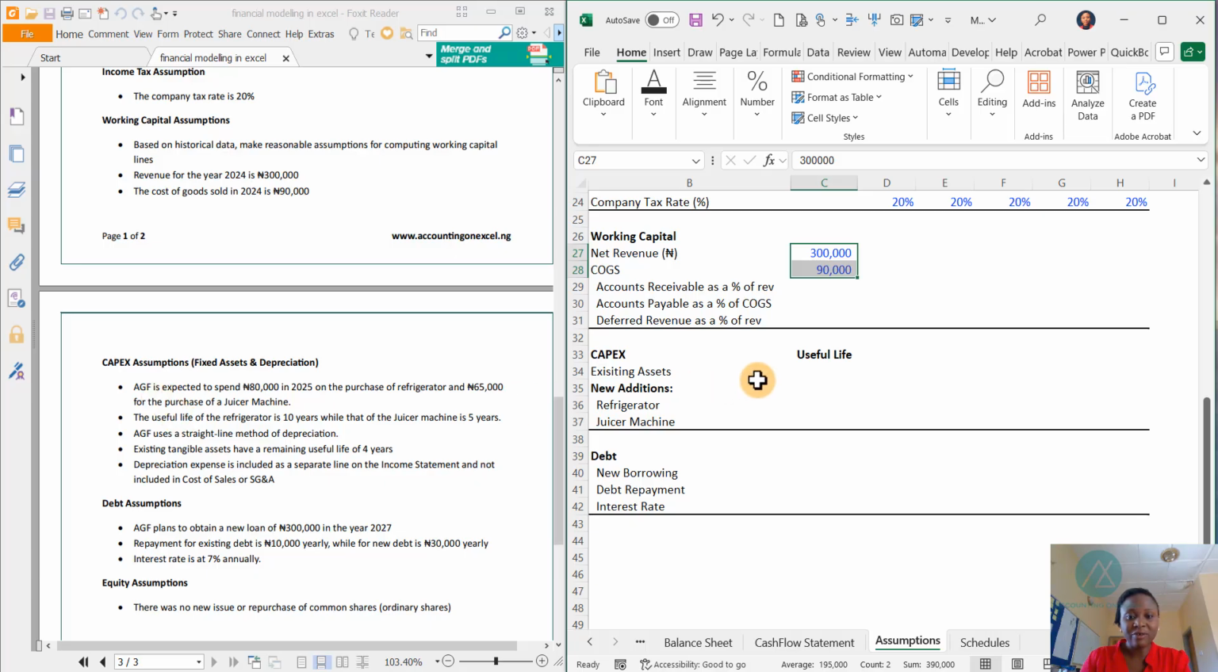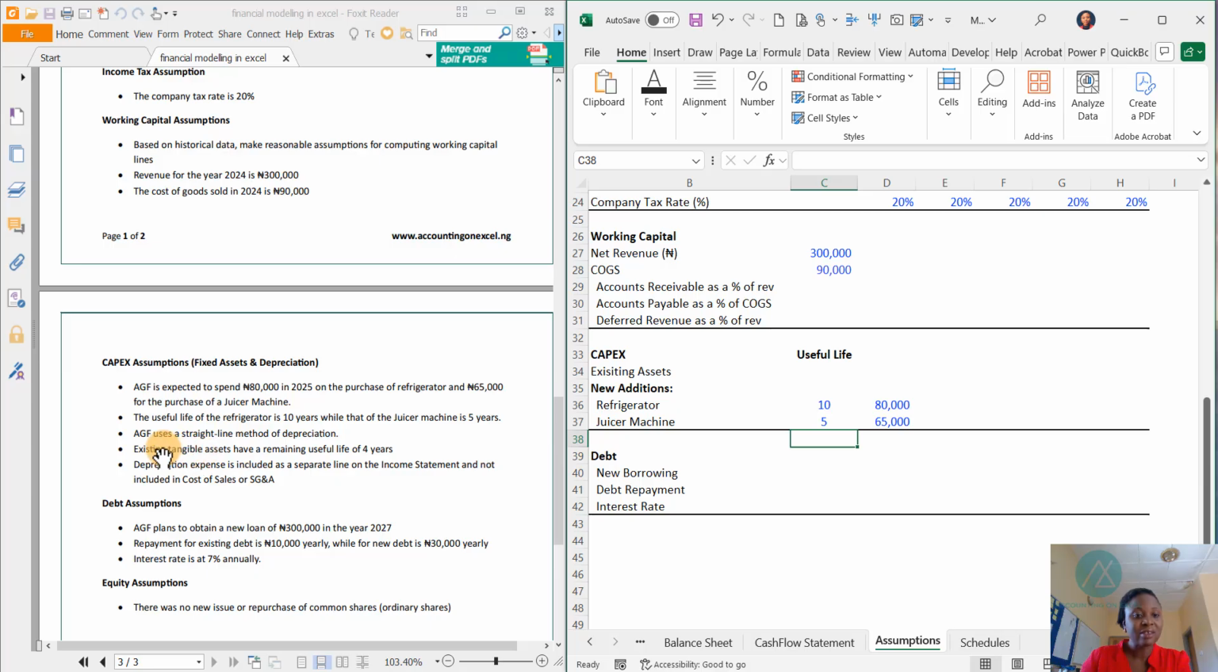For AGF, we have existing assets. The existing assets' useful life, when we go down there, we'll get it. But for now, AGF is expected to spend 80,000 in 2025 on refrigerator. 2025 is column D. So it's expected to spend 80,000 on refrigerator and 65,000 on juicer machine. Then the useful life for the refrigerator is 10 years. So we have useful life here, and you can put 10 years here. And that of the juicer machine is 5 years. Good. It says AGF uses a straight line method of depreciation.